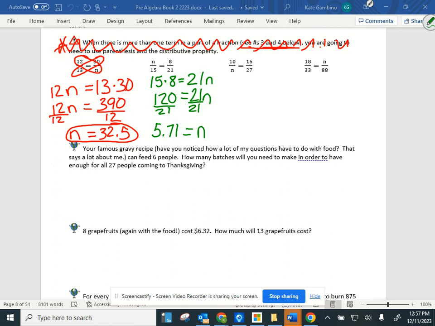5.71428571. Remember, when we have lots of decimals, we round to the 100th place. You said round to the 10th. It says 10th. Yeah, that'd be 5.7.